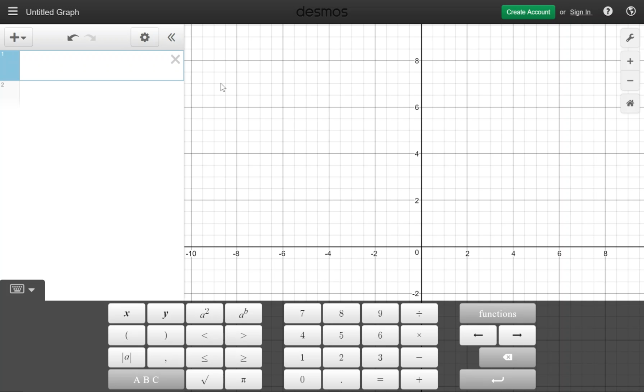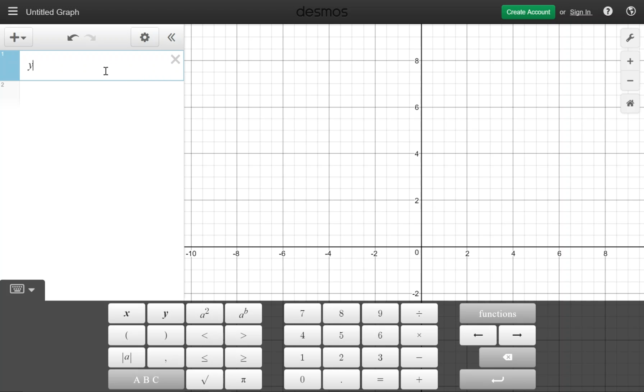So today we're going to talk about the equation of a line. Specifically, we're going to find the equation of the line if we're given the slope and the y-intercept, the slope and a point on the line, and also 2 points on the line.